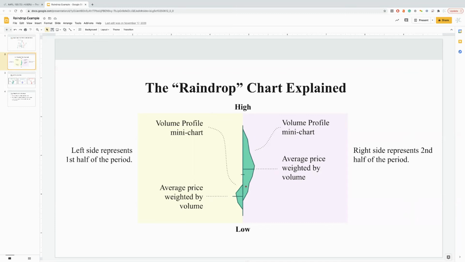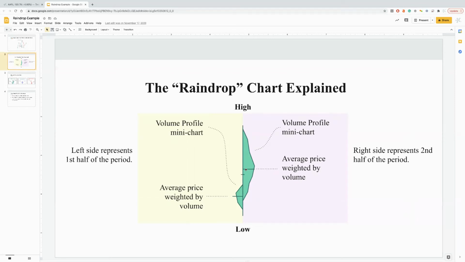The second part of this candle is the volume profile overlaid onto the chart. So you can see where volume was being absorbed by buyers. And that's kind of what the raindrop's telling us. It's not telling us about buying volume or selling volume.